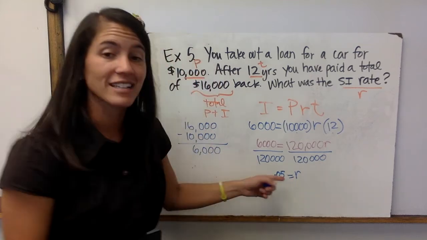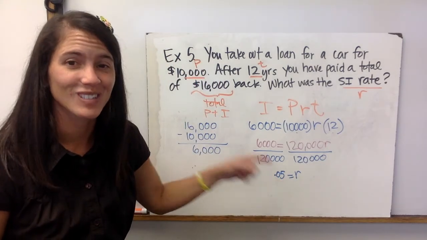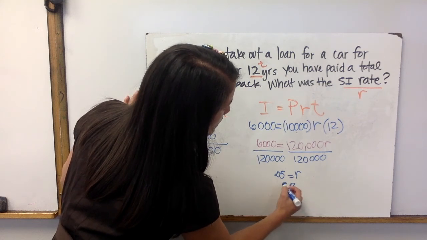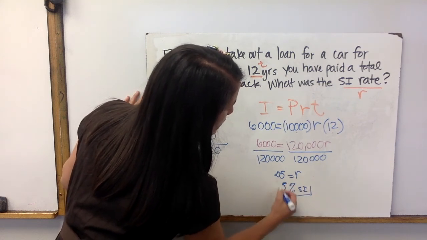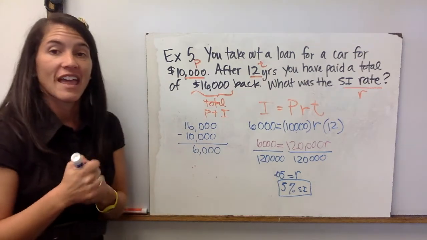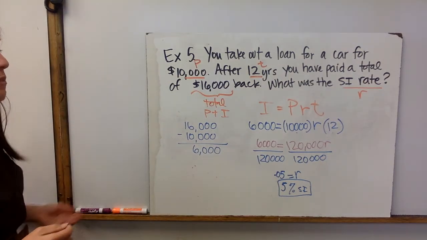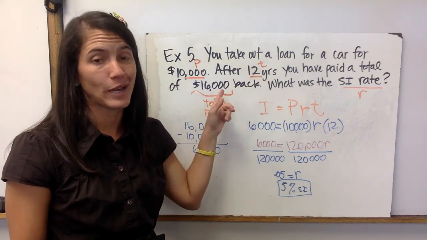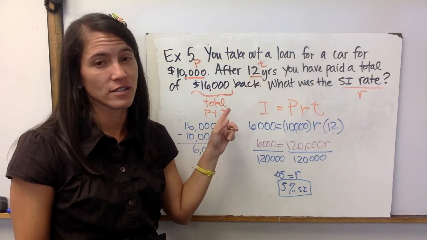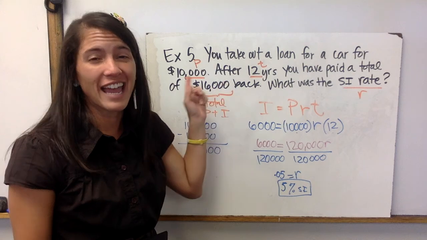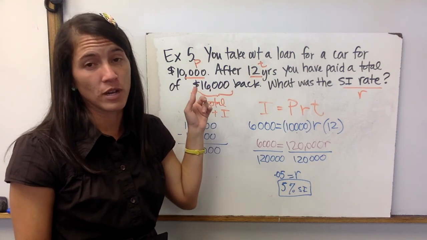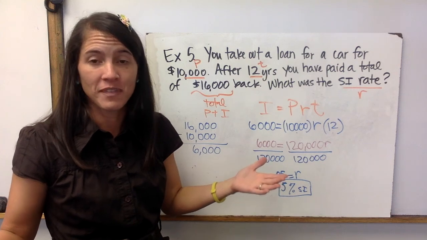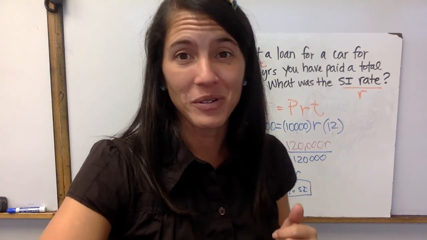Now remember, that's a decimal. Our rate is a decimal. So what percentage is that? So the answer is going to be 5% simple interest rate. And that is the rate at which we borrowed $10,000, and then after 12 years, we actually paid back $6,000 of interest. So we paid back more than half of what our loan was in interest over 12 years. And so that's how people make their money. All right, so we're going to practice more simple interest in class.